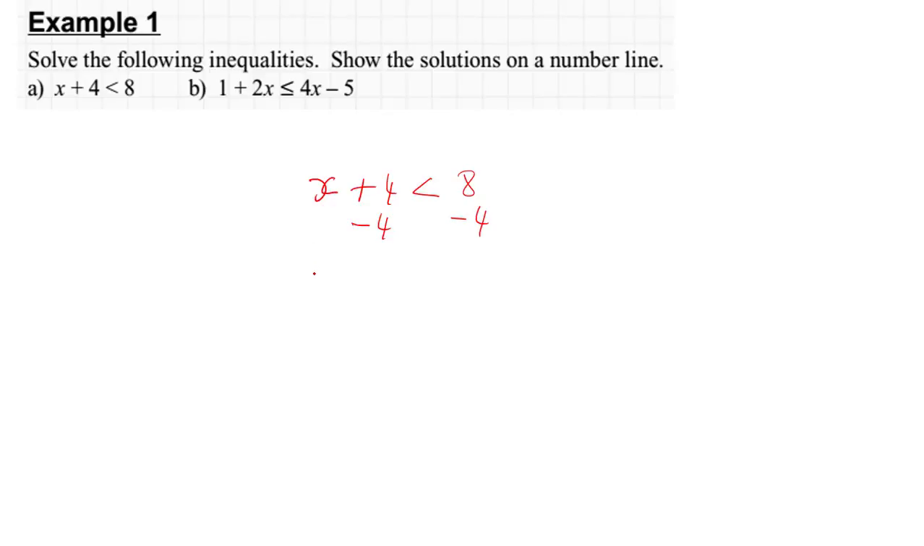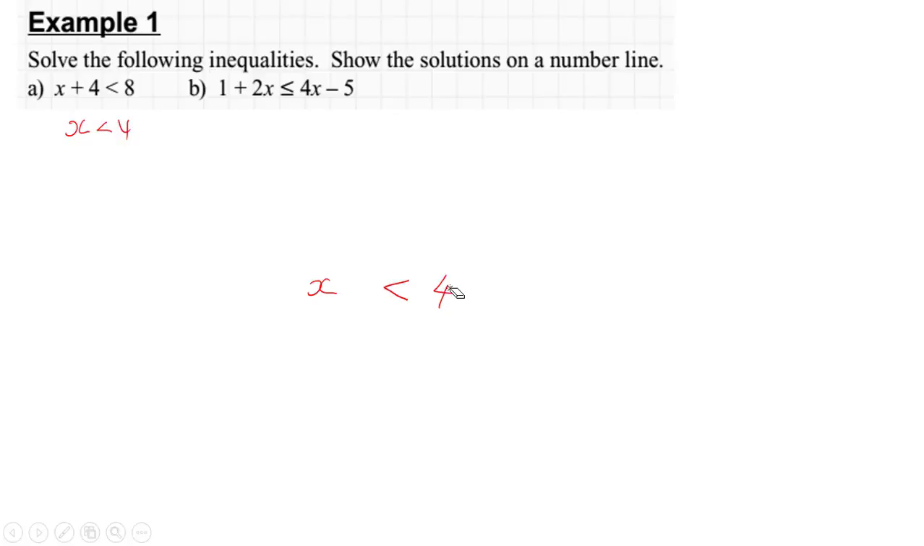Okay. That means that this x is still there. The 4 take away 4 is gone. And this sign stays there, but 8 take away 4 is basically going to be 4. So x is less than 4. So that's the solution to that. So here x is going to be less than 4. So x is any number that is less than 4. Okay. Now to represent your answer on the number line, the first thing you need to do is draw a number line that has got a 4 in it.